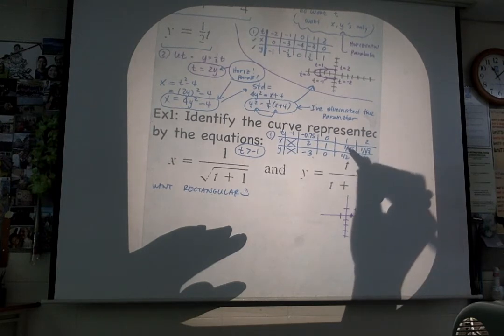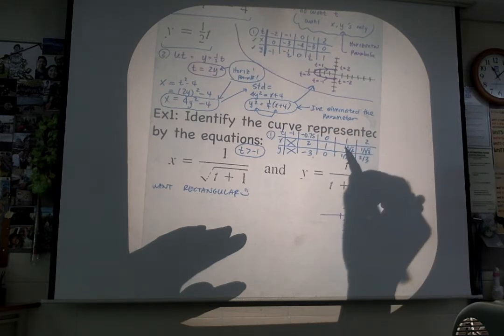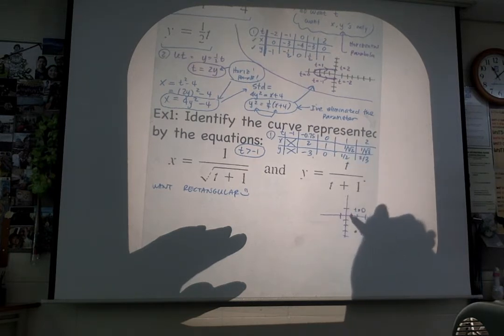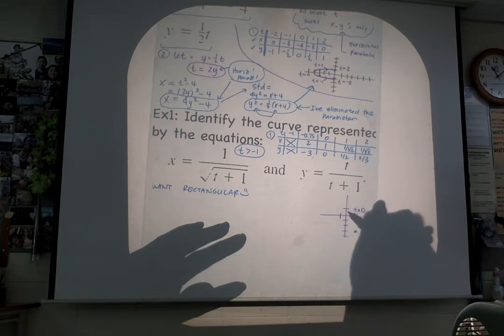Let's go to 1 over root 2 over 1 half. So 1 over root 2 is about 1 divided by 1.41, so it's going to be smaller than 1, so maybe about here. It's a little bit less than 1, right? But it's going to be a half, so I'm going to go like that. Just guesstimate. This guy is t equals 1.